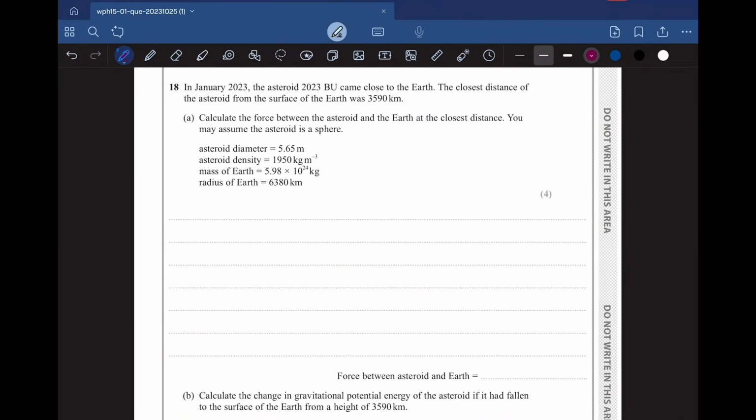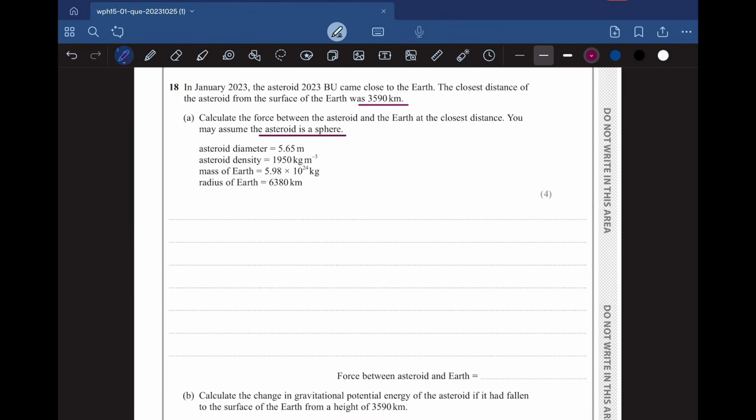In January 2023, the asteroid 2023 BU came close to the Earth. The closest distance of the asteroid from the surface of the Earth was 3590 km. Calculate the forces between the asteroid and the Earth at this closest distance. You may assume that the asteroid is a sphere. So they have said that it is a sphere.